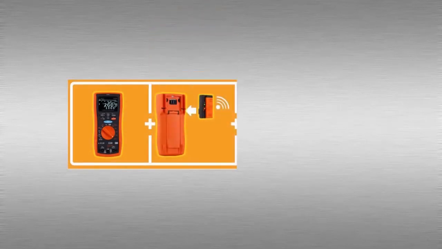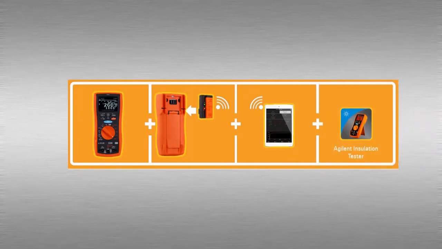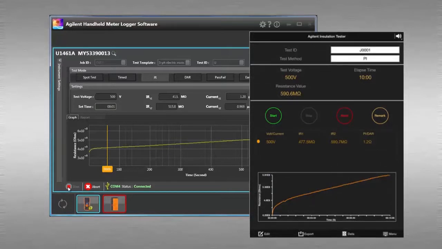You can also connect it to any smart devices such as handphones or tablets running on iOS or Android platforms using the Agilent Insulation Tester app installed. Agilent Handheld Meter Logger software and Agilent Insulation Tester apps let you capture and view test results on your Windows PC or smart devices like never before. Both Agilent Meter Logger software and Agilent Insulation Tester apps allow you to quickly produce test reports and reduce manual data entry errors at the same time.